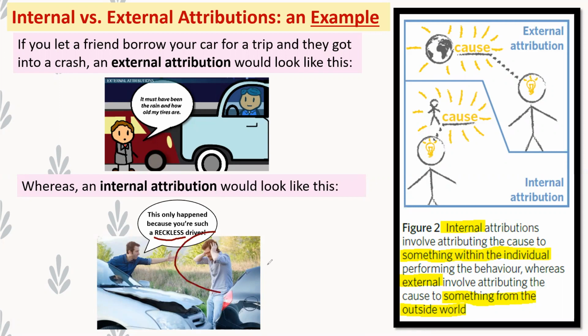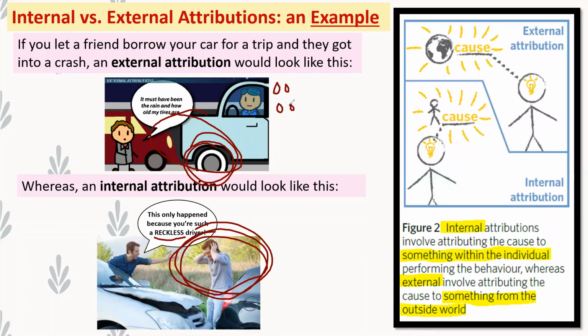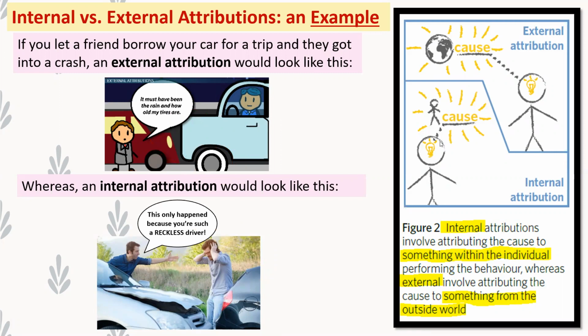Internal attribution is when you're focusing on the person and you're blaming them. External is when you're blaming the state of the car, like the state of the tires being a little bit worn out, or maybe the rain that falls from the sky or whatever. Okay, all of that kind of stuff. So that's basically an example of an internal versus an external attribution there. And again, this is just the diagram from your book so that you've got it. With external attribution, you're thinking about the world at large and the situation, whereas in an internal attribution, you're focusing on the person involved.